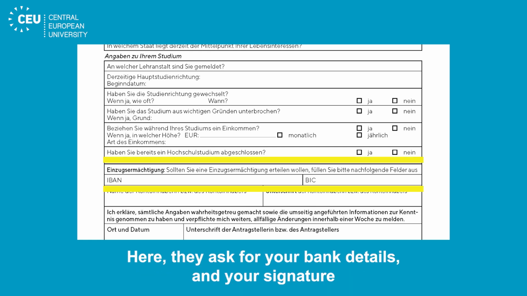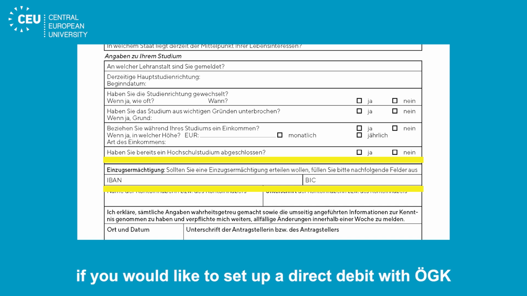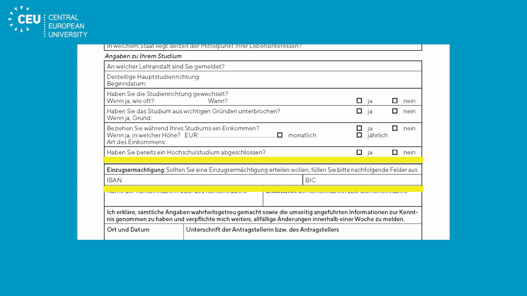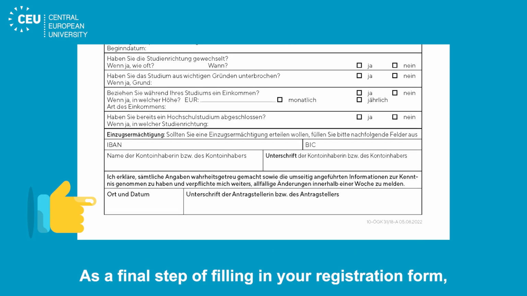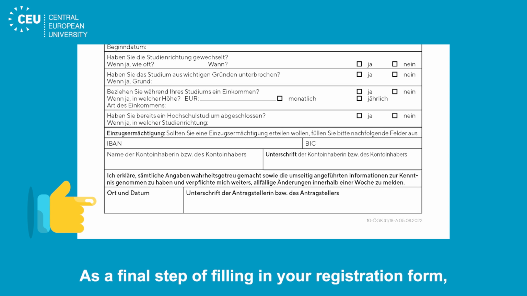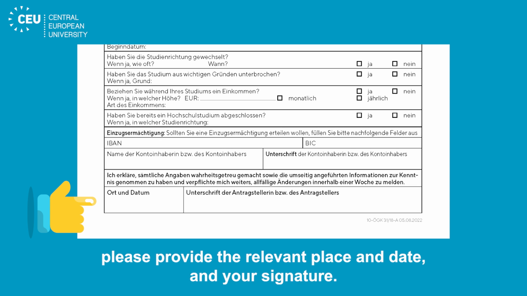Here they ask for your bank details and your signature if you would like to set up a direct debit with ÖGK for the automatic deduction of your monthly insurance fees from your bank account. As a final step of filling in your registration form, please provide the relevant place and date and your signature.